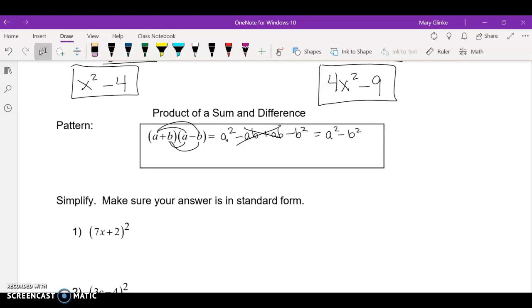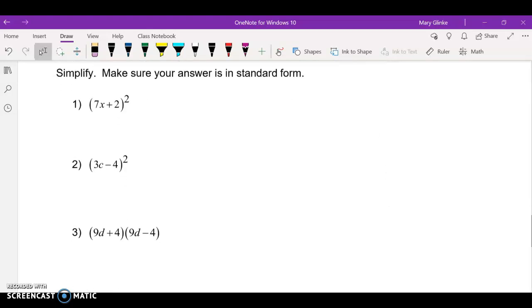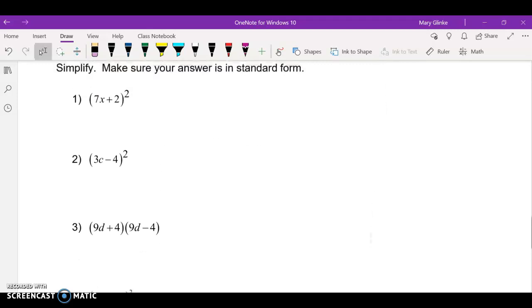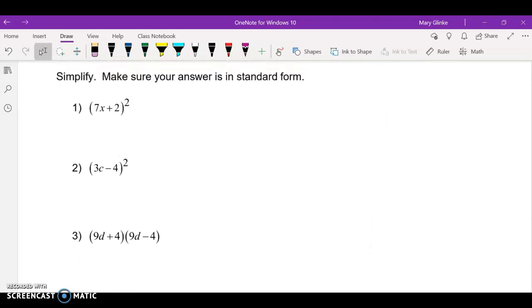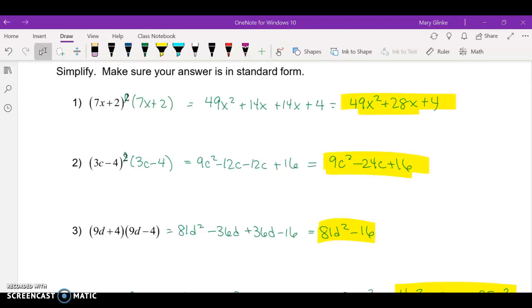So I want you to go ahead and try these last 5 examples here. So pause the video, try the examples, and then come back and we'll check our answers. So let's check these out and see how they went.